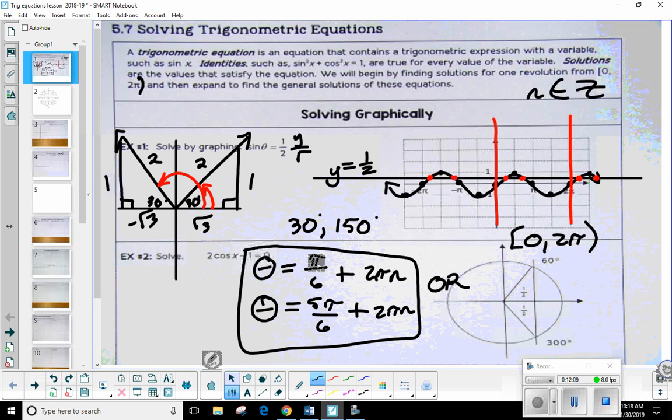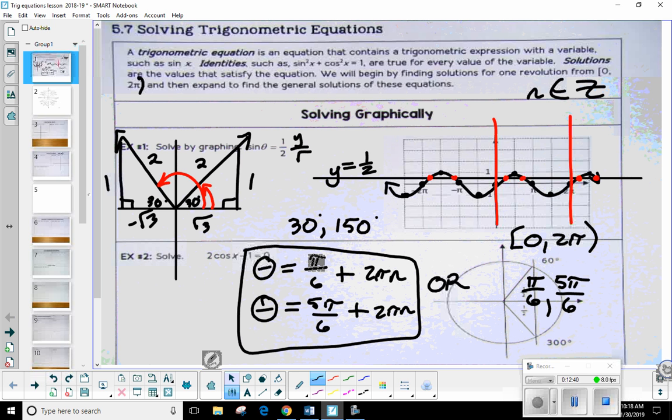Yeah, so we just start plugging in numbers for n starting with 0. Okay? So n equals 0. These are going to be real easy. What's pi over 6 plus 2 pi times 0? Pi over 6. 5 pi over 6 plus 2 pi times 0. 5 pi over 6. Okay, so that takes care of 0, and now let's go to 1. And remember, you keep substituting until you get an answer that is not on the interval I'm asking you. So let's go ahead and try 1.